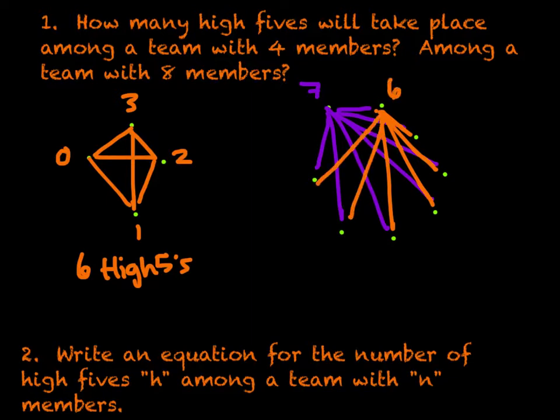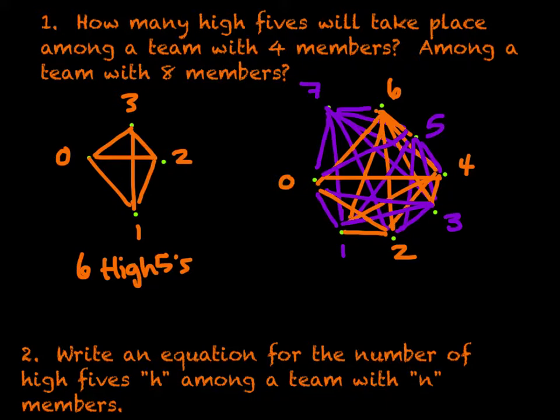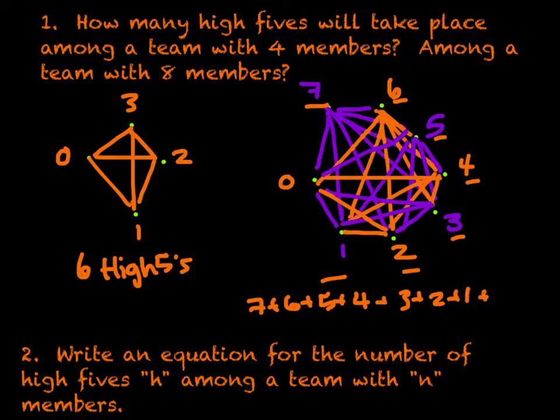The next person over, he's high-fived 2 people already, which is pretty sweet, so he only needs to high-five 1, 2, 3, 4, 5 people, and so on. So a little math magic for you. Now what I see is we have an 8-person team, and we have 7 high fives, 6, 5, 4, 3, 2, and 1 high five. So 7 plus 6 plus 5 plus 4 plus 3 plus 2 plus 1 plus 0.